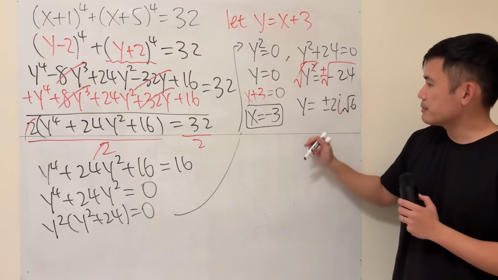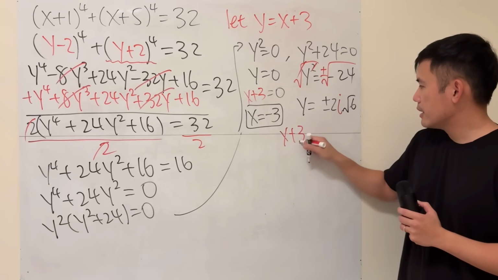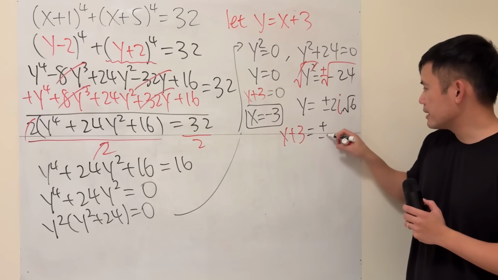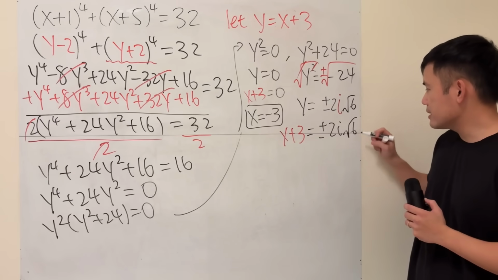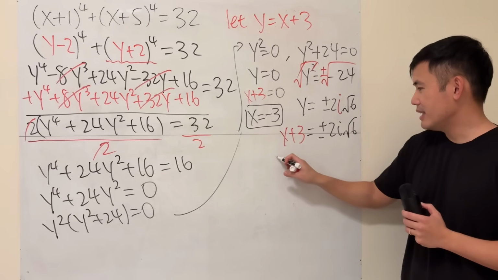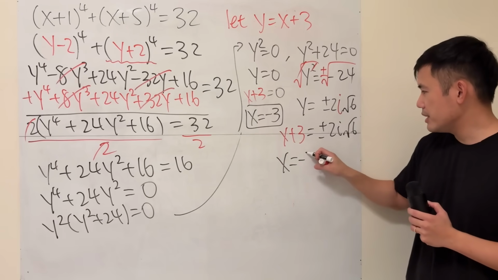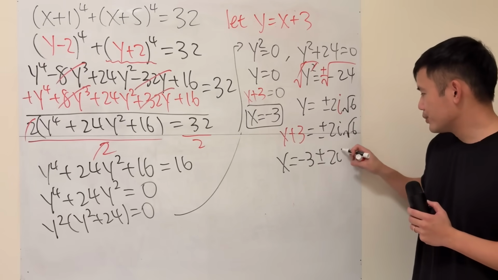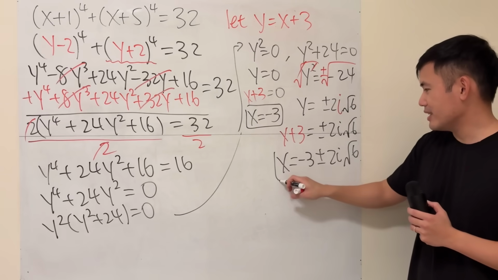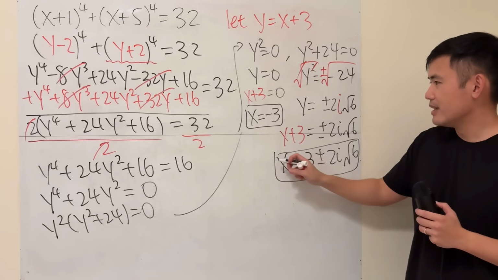Now, y is x plus 3. And that's equal to plus or minus 2i square root of 6. Subtract 3 to both sides. X is equal to -3 plus or minus 2i square root of 6. And then we are done. Pretty cool, huh?